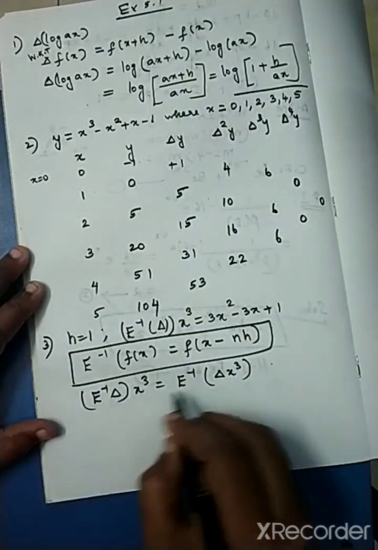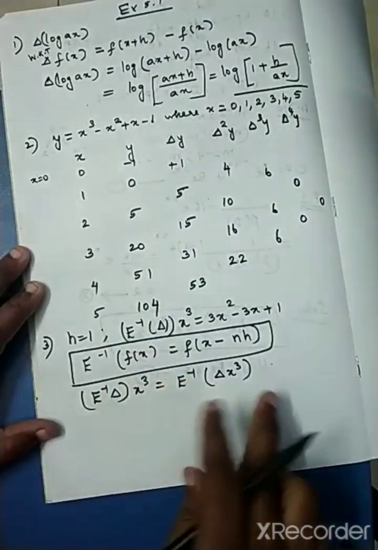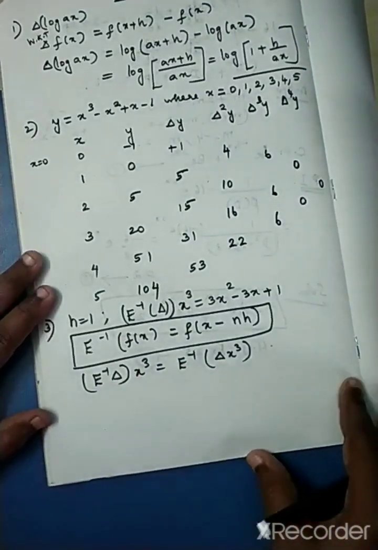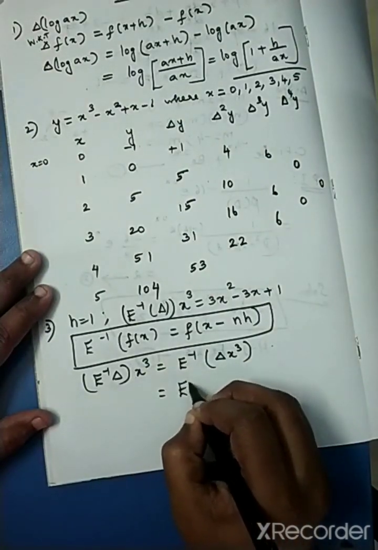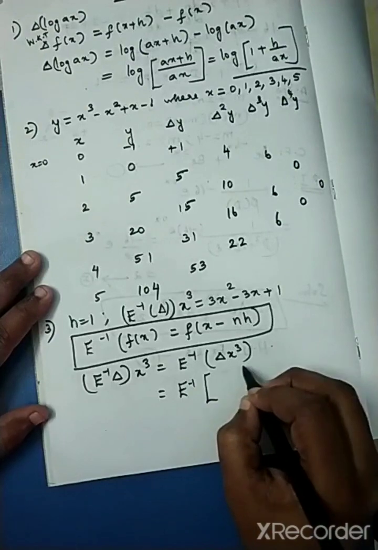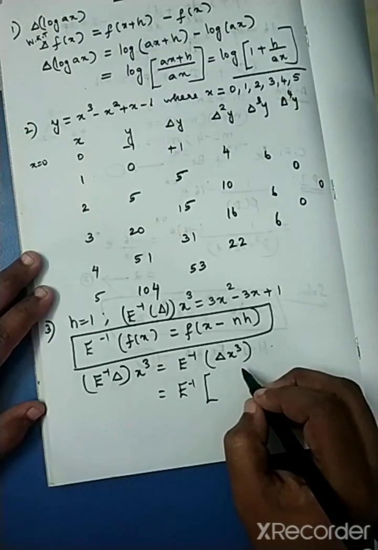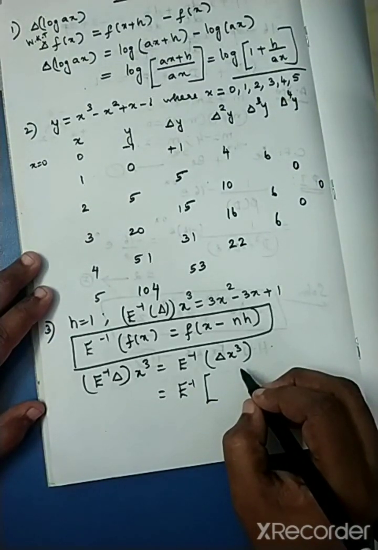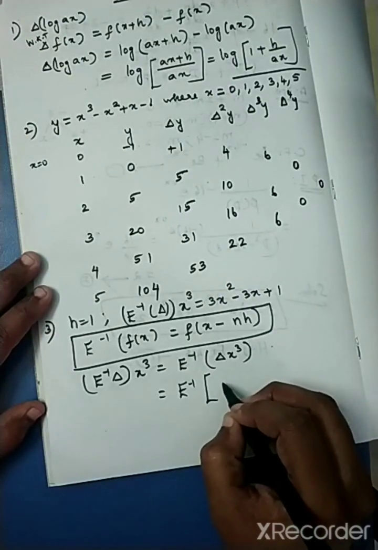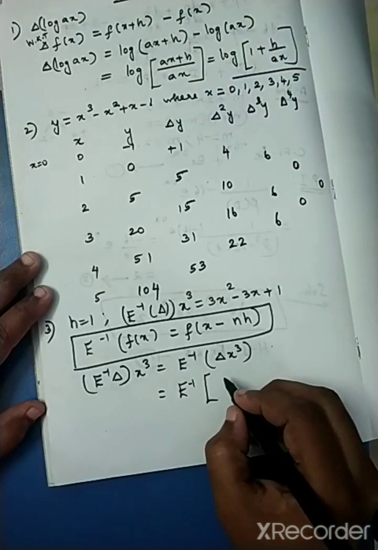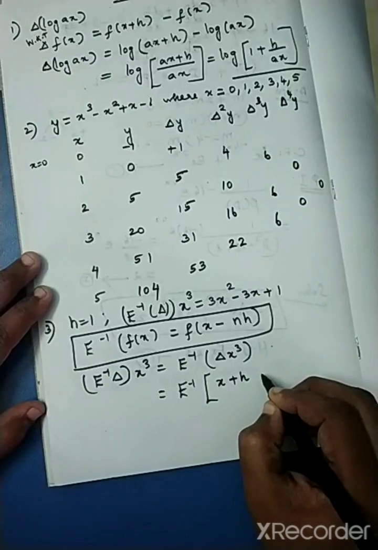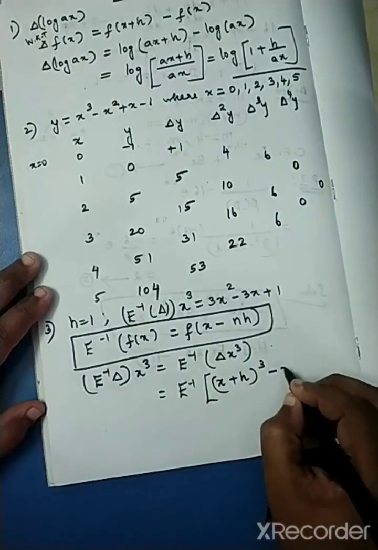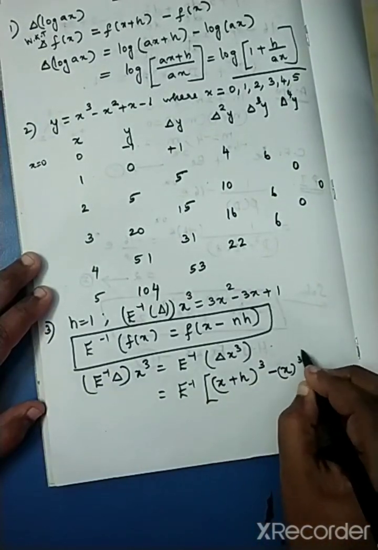That is, I have shifted the brackets. Now, what is delta x cube? What is delta x cube? Delta x we know is x plus h minus x naught. Is it not? So now I am going to use that. So this will become x plus h minus x naught. So what is x h here? x plus h the whole cube minus x cube.